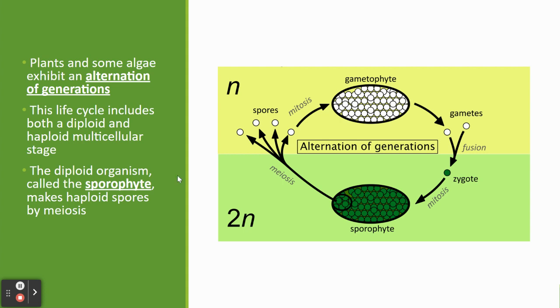Okay, so the diploid organism is called the sporophyte, so that's this green mass thing here. The sporophyte is considered diploid, and it's going to make spores. And those spores are going to end up being haploid spores. And those are generated by meiosis, so there's variation.